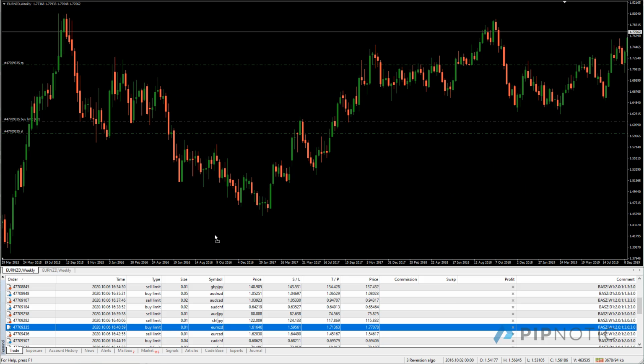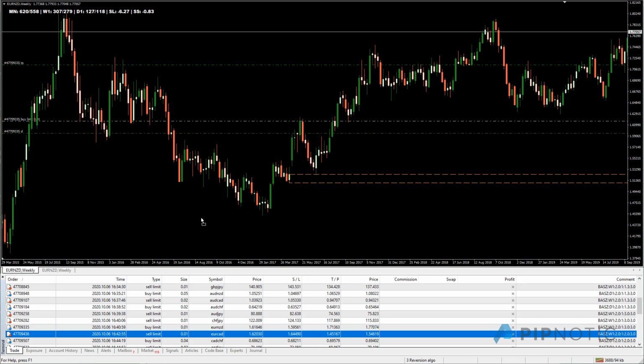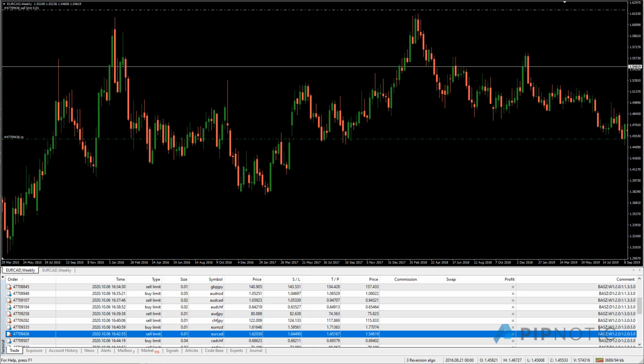Euro Kiwi. This is just a nice rally slingshot departure. So looking to buy at the low of the slingshot, which is at the edge of this area of demand. Moving on, Euro Cad. I'm doing these really quickly. Hope they're not too fast.